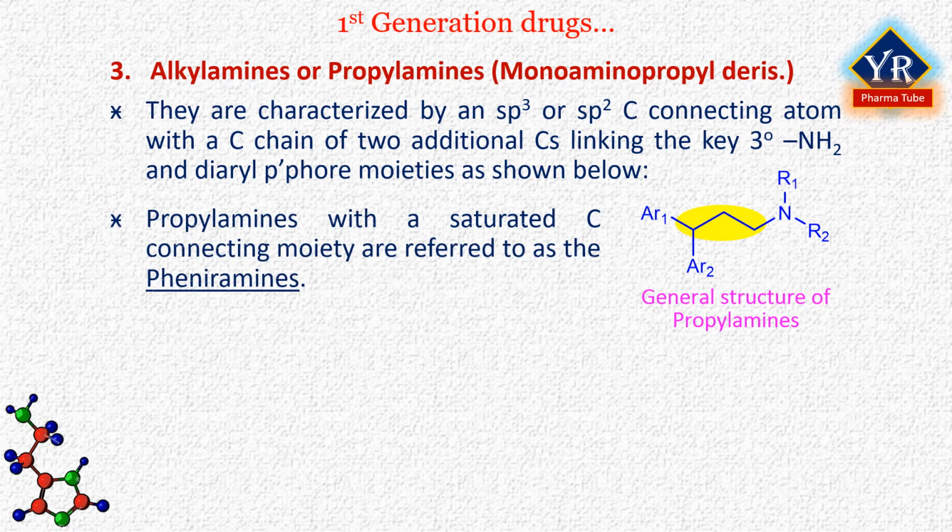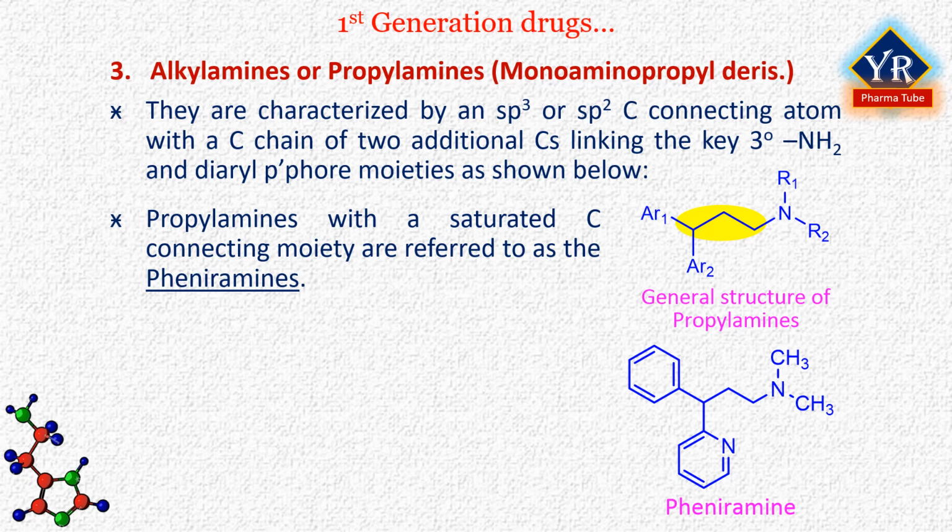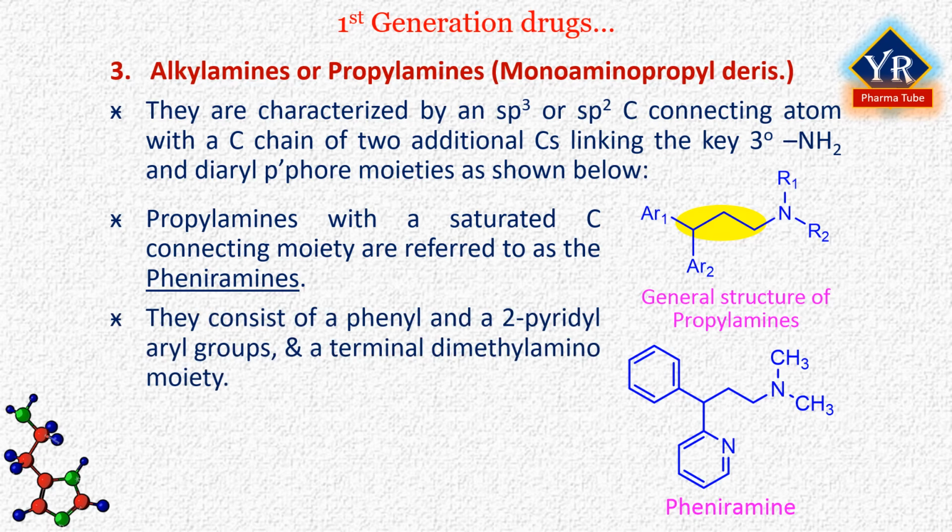Those propylamines with a saturated carbon connecting moiety are commonly referred to as the phenyramines. All of these phenyramines consist of a phenyl and 2-pyridyl aryl groups and a terminal dimethylamino moiety. These compounds differ only in the phenyl substituent at the para position. With hydrogen, it is phenyramine. If replaced by chlorine, it is chlorphenyramine, and with bromine, it is bromophenyramine.